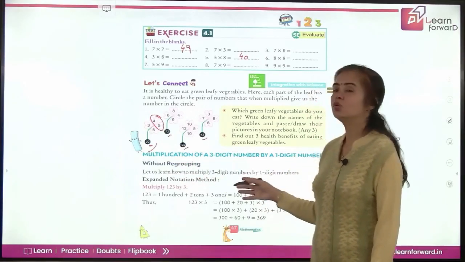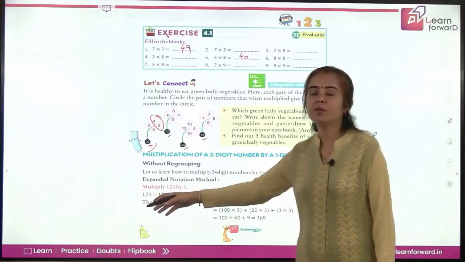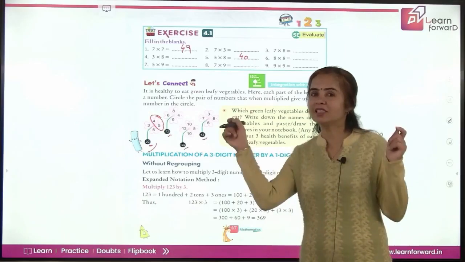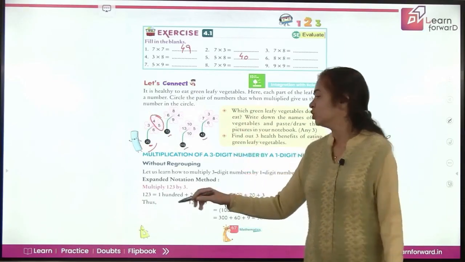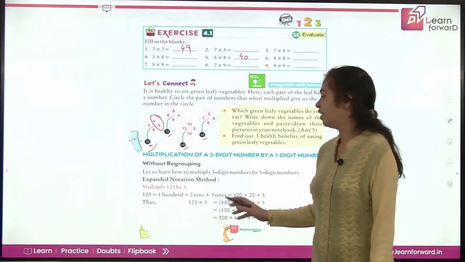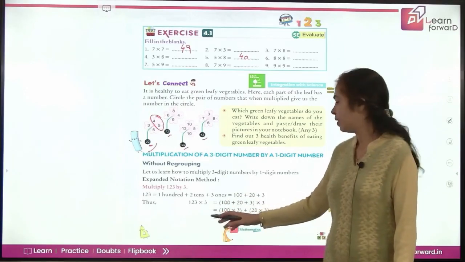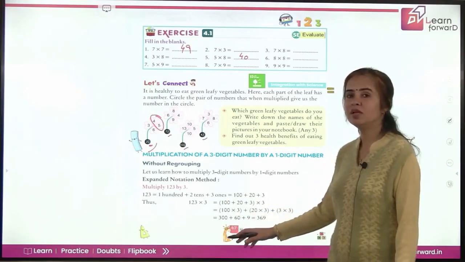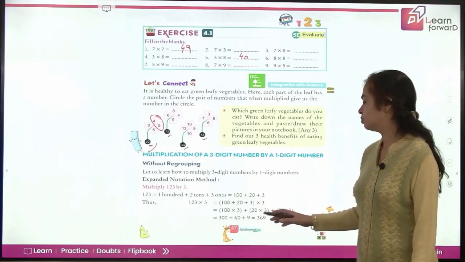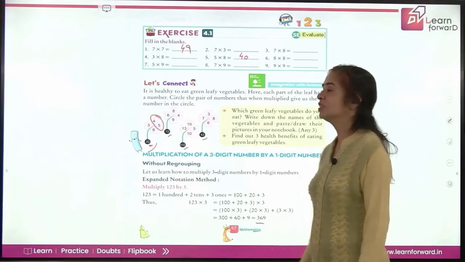Let us learn how to multiply a 3-digit number by a 1-digit number. So, if the number is 123 and you expand it, do you remember that expanding strip? Yes. So, if you expand it, this is 100, 2 tens, 3 ones, and when you have to multiply it by 3, what do you get? Multiply them. 100 times 3 is 300, 20 times 3 is 60, and 3 times 3 is 9. So when you add them, you get the number 369.